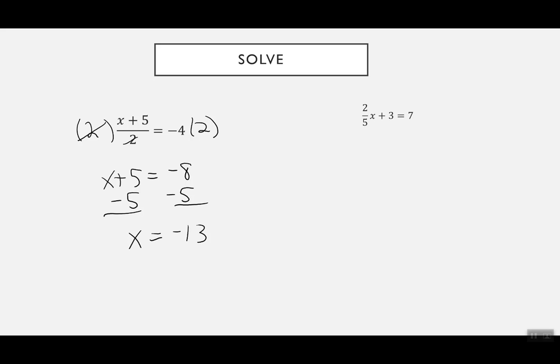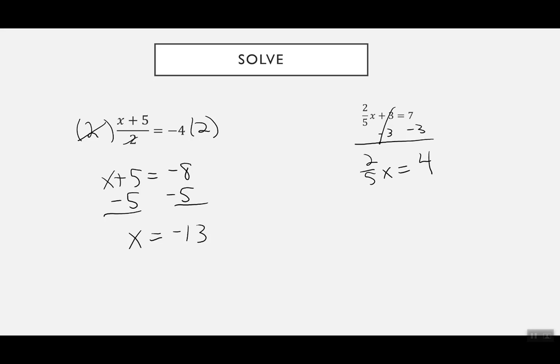Making it a little bit bigger and changing it a little, I have 2 over 5 times x plus 3 is 7. Right, again, it's that idea. Can I get the x by itself? And I can because I can move the 3. So I'm going to subtract 3 from both sides. Now I have 2/5 of x. 7 minus 3 is 4.